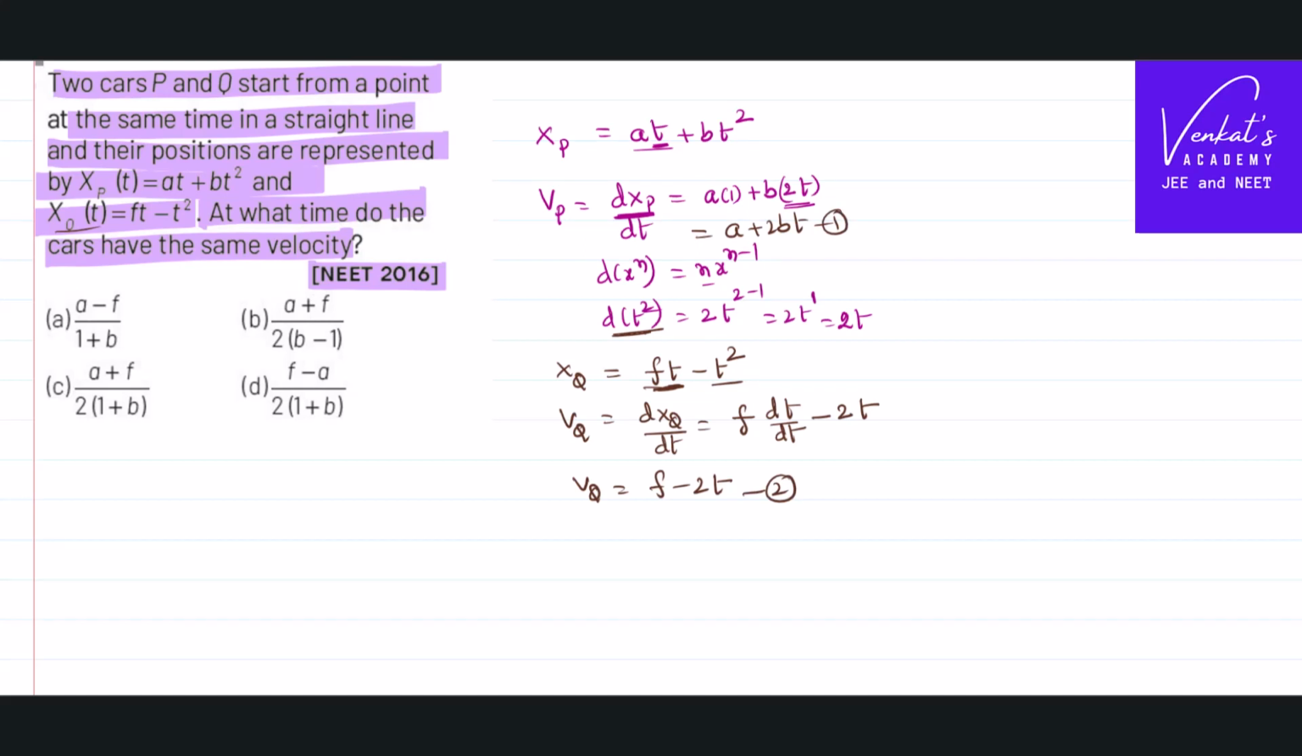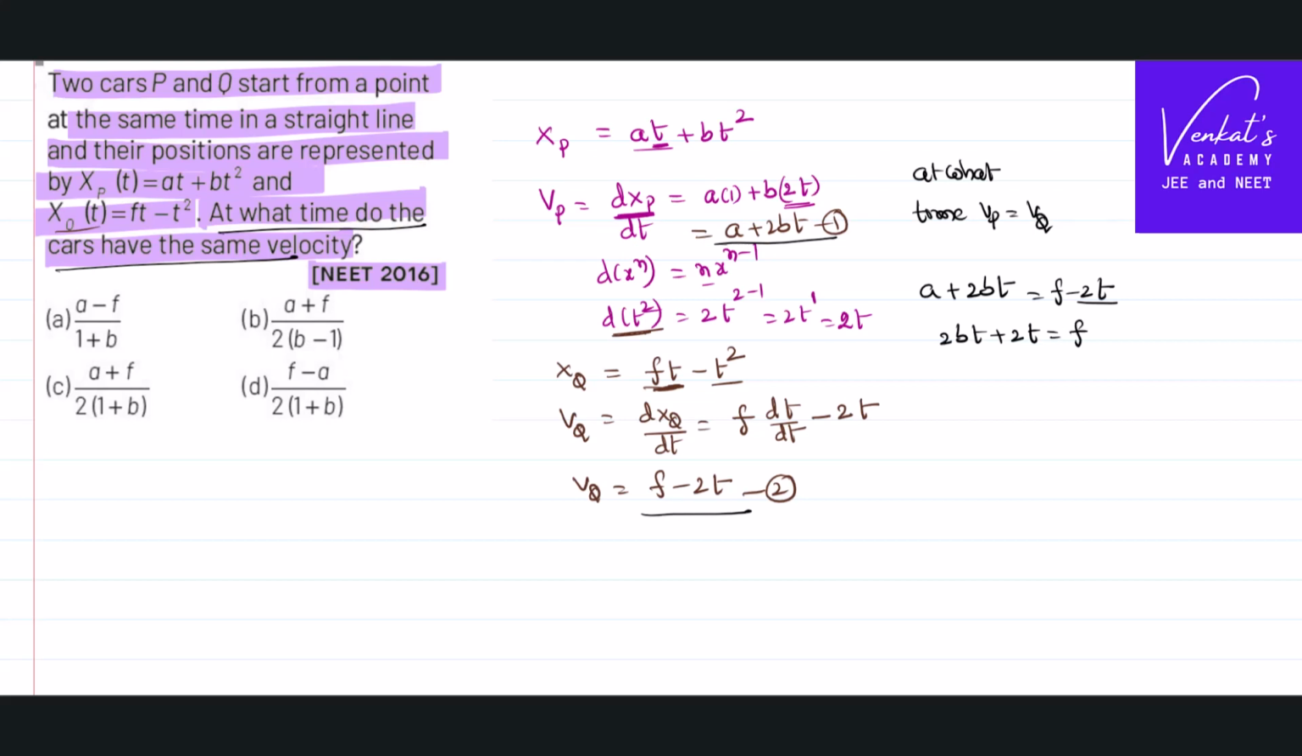What is given further in the problem is at what time these two will have the same velocity. That means it is asking at what time velocity of p equals velocity of q. Velocity of p is this, velocity of q is this. Just equate them. A plus 2b into t equals f minus 2t. Let's arrange the terms with t: 2b into t plus 2t on this side, and it becomes f.